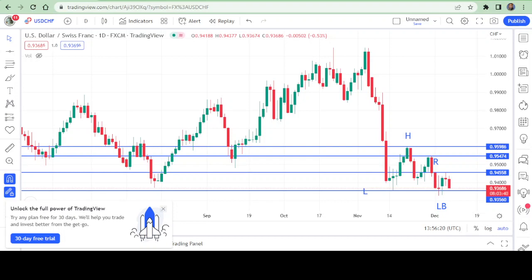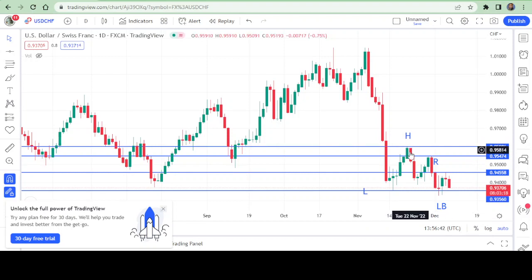Wonders of Price Action. Now let us see the wonders of price action. This is the daily chart of USDCHF. USDCHF had this low. After this low, this went up to this high.